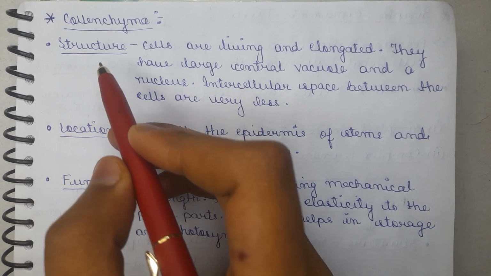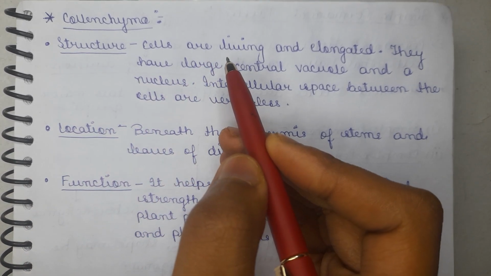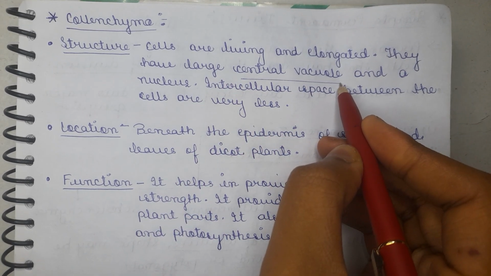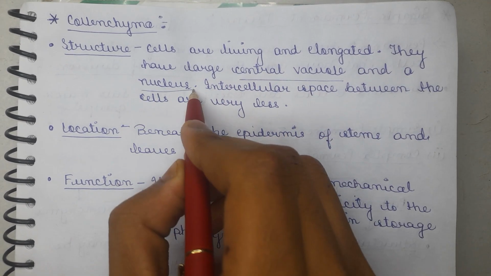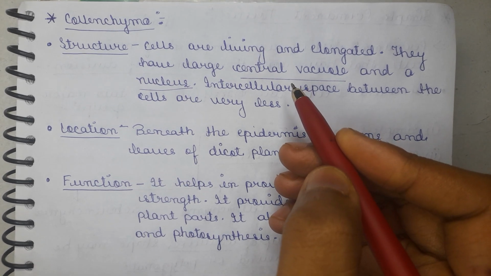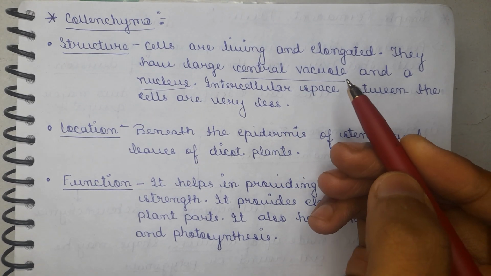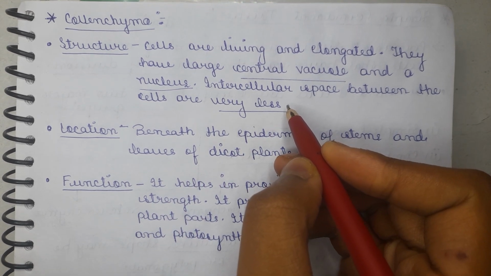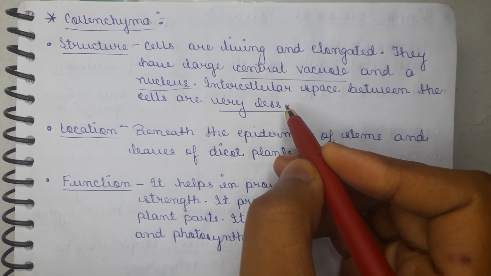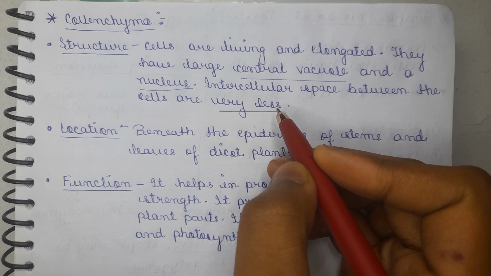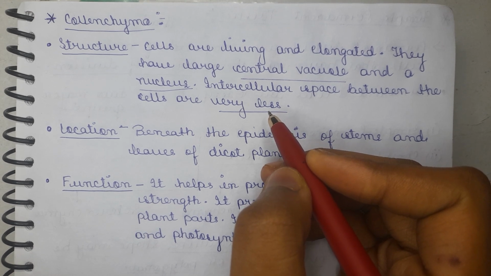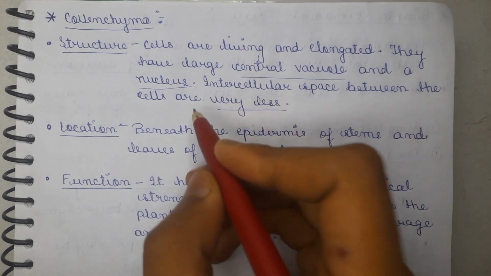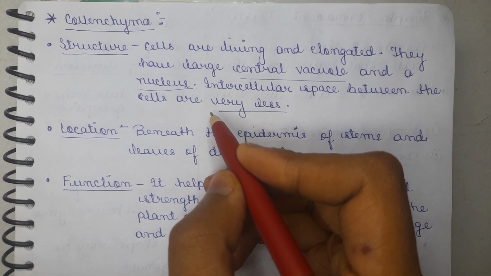These collenchyma cells are living and elongated in size, and they have a large central vacuole inside them and also a prominent nucleus. If we talk about the intercellular space between them, it is very small compared to parenchyma. Parenchyma cells or tissues have enough space between them to store substances, but in collenchyma the intercellular space is less as compared to parenchyma.